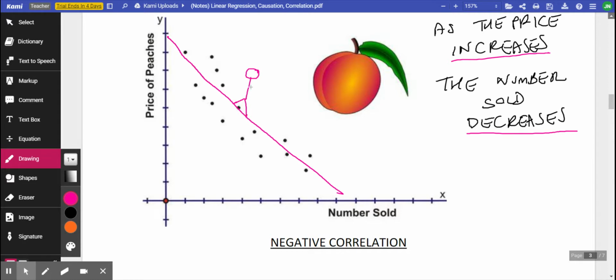So if I have my little guy or girl that is traveling, in this case, from left to right, like you're reading a book, downwards, right? So from left to right is going downwards, downhill. Therefore, this is a negative slope. Therefore, this is a negative correlation.